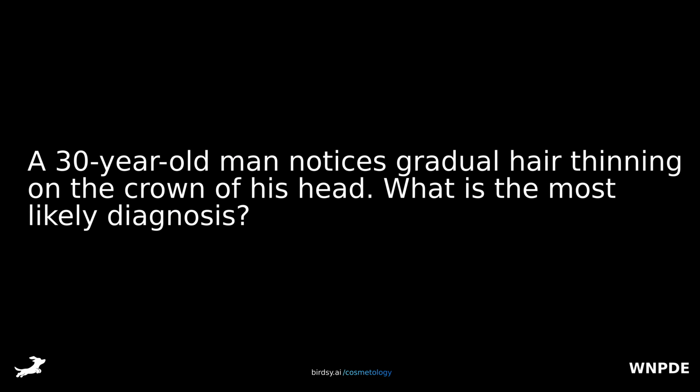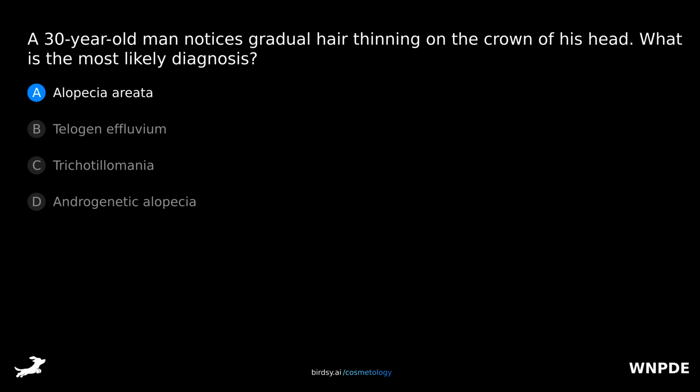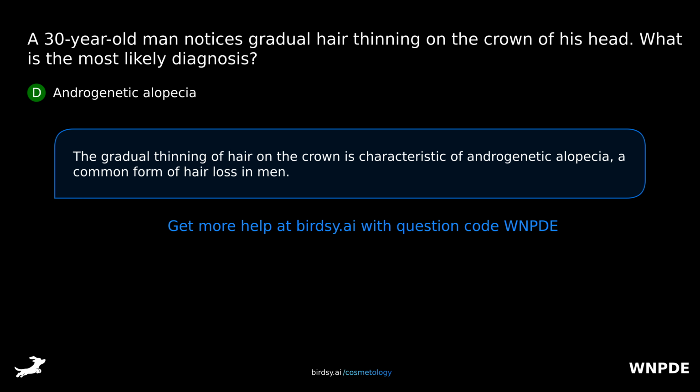A 30-year-old man notices gradual hair thinning on the crown of his head. What is the most likely diagnosis? Is it A, alopecia areata, B, telogen effluvium, C, trichotillomania, or D, androgenetic alopecia? The answer is D, androgenetic alopecia. The gradual thinning of hair on the crown is characteristic of androgenetic alopecia, a common form of hair loss in men.